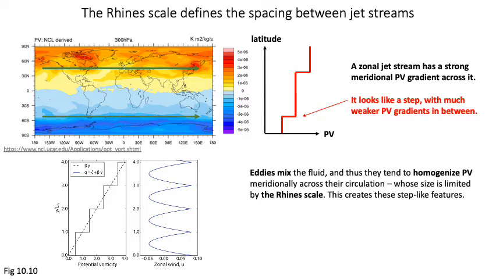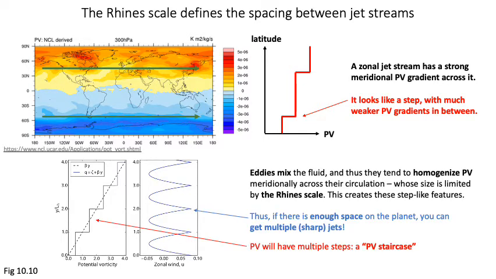And so you end up with this in a simulation. Again, it's a fairly complicated simulation, but you get a staircase in potential vorticity. You have multiple steps, and at each of those steps is a jet stream. If you have enough space on a planet, you can get multiple sharp jets. This sharpness is something we haven't talked about in this class at all, but you tend to get sharp jets, and you end up with a PV staircase. You can think of our atmosphere on Earth as having one step in each hemisphere, if you will.